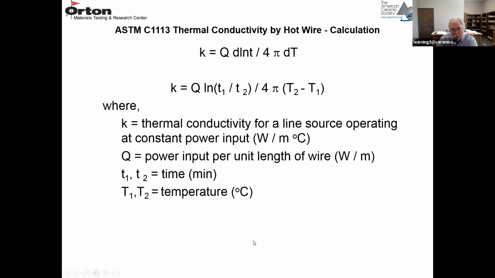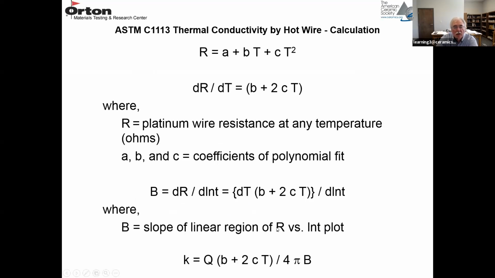So now you have to get some other data, you have to get Q. So how you get that is you have to calibrate the platinum wire. You have to know its resistance as a function of temperature. You can use data that's available, but when you weld platinum wire and you bend it, you create dislocations and the resistance changes slightly. So you want to measure it.